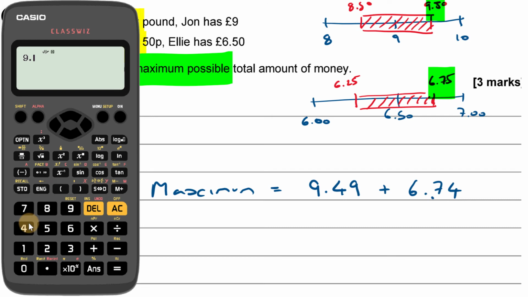So £9.49 plus £6.74. Calculator, what is £9.49 plus £6.74, please? It's £16.23.